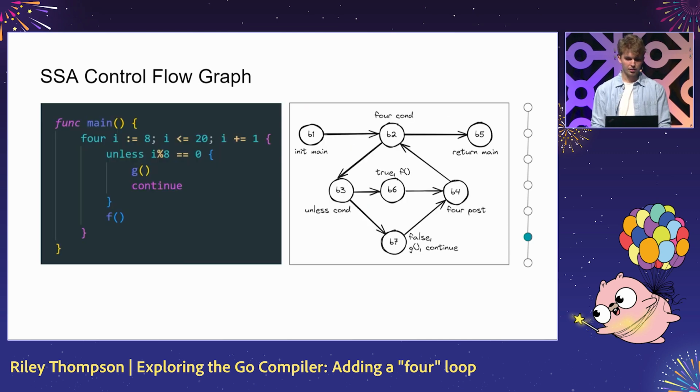Another benefit of SSA is that we can now easily represent our program as a control flow graph. In this simplified version of our example program from earlier, we can see how the compiler breaks our program up into blocks that form a control flow graph. We start by initializing main in block 1, and then we move on to the for loop condition in block 2. If the loop condition is true, then we branch to the unless condition in block 3.